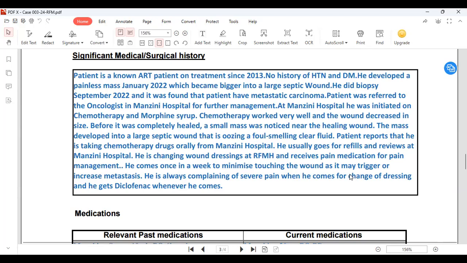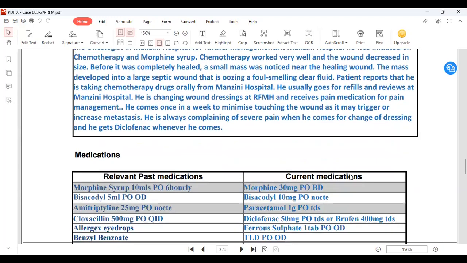He comes once a week for dressings to minimize touching the wound, as it may trigger or increase metastasis. He is always complaining of severe pain when he comes for change of dressing, and he gets diclofenac IM whenever he comes.